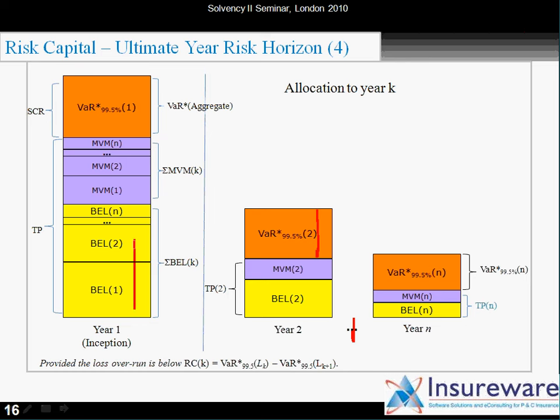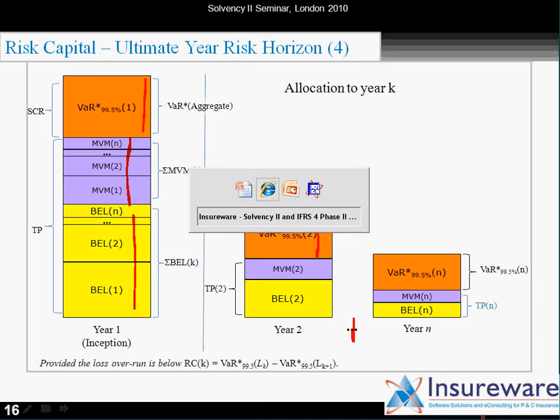So the bells are the sum of the bells. The MVMs are additive, and the SCR, the solvency capital requirement, which is not really based on the ultimate year risk horizon, but is denoted by SCR in any case, is just the VaR of the aggregate. The whole idea here is much simpler. Now, how much capital you would release back to the capital providers at the end of the year will depend on your losses so far and how much you really need to retain in your risk fund. Okay? All right.